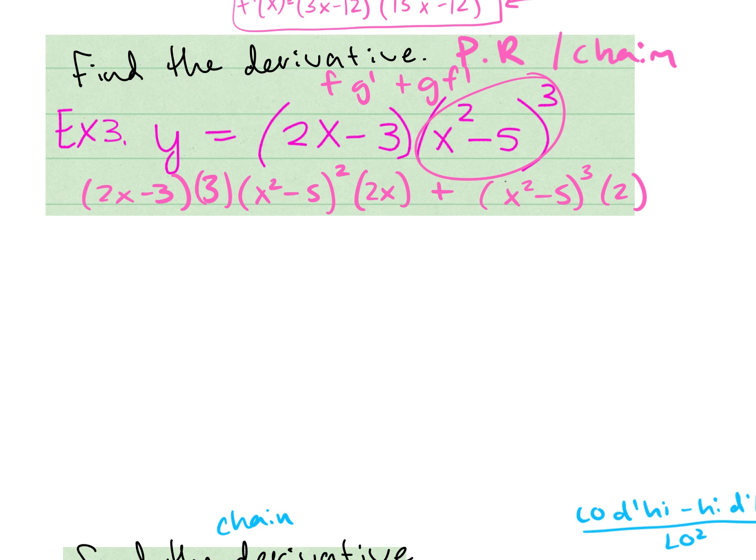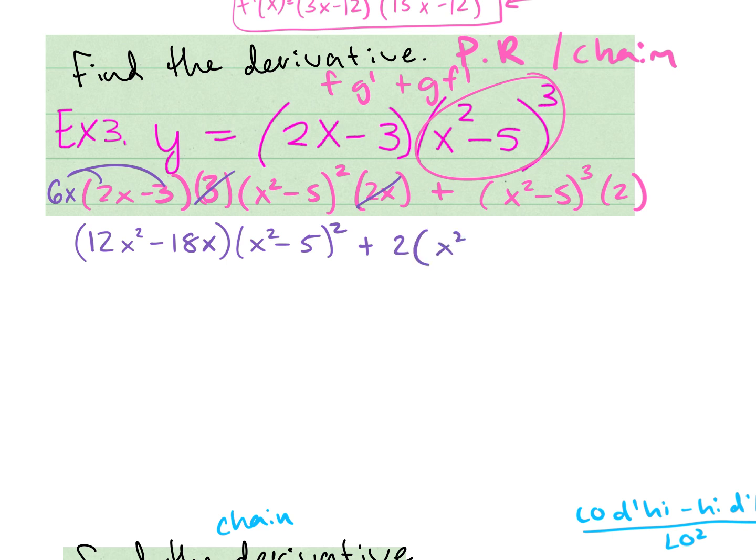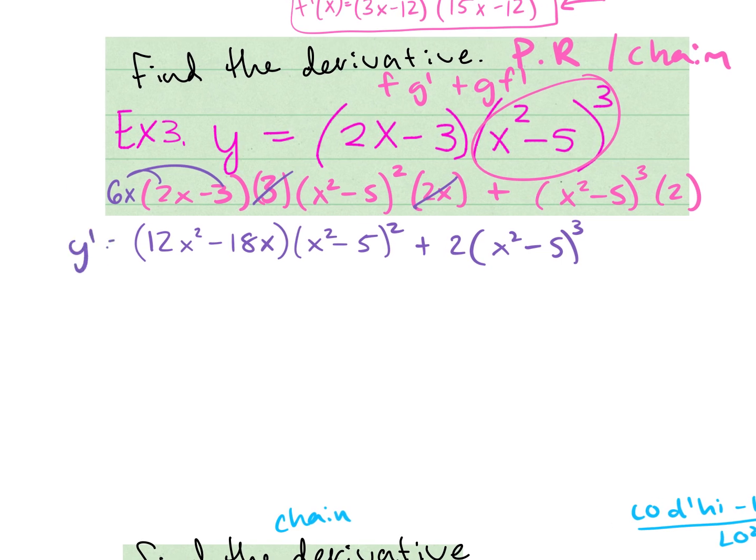So we can simplify. 3 times 2x would be 6x. Distribute. So 12x squared minus 18x times (x squared minus 5) squared plus 2 times (x squared minus 5) cubed. So this would be our derivative, but we could do a little bit more simplifying.